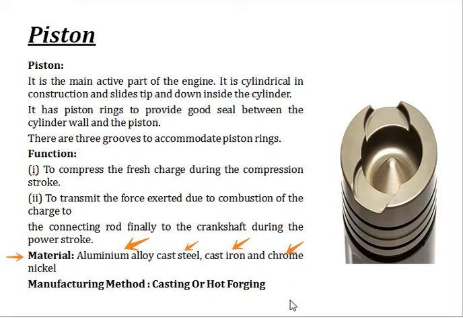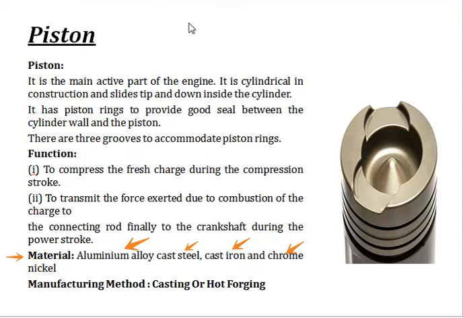So chrome and nickel are the compositions in this aluminium alloy. So what is the alloy? Chrome and nickel alloy, which is again from the aluminium alloy category, and which is basically used to manufacture the pistons for different applications.